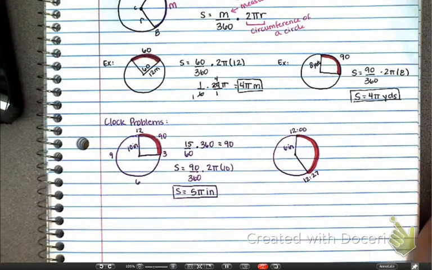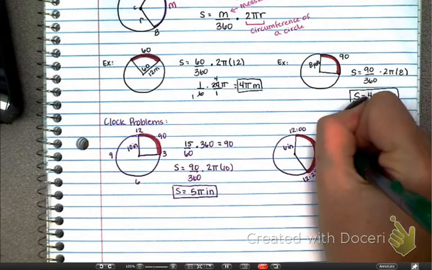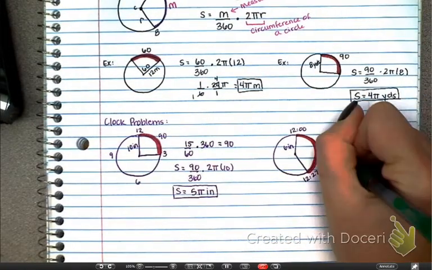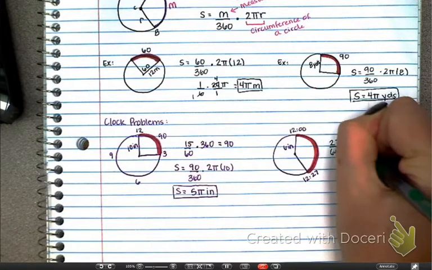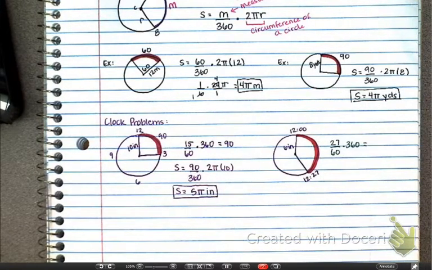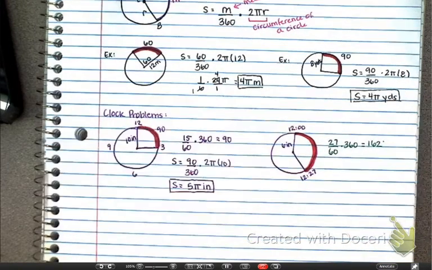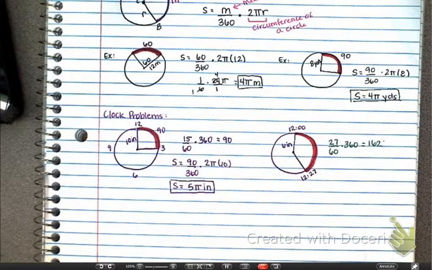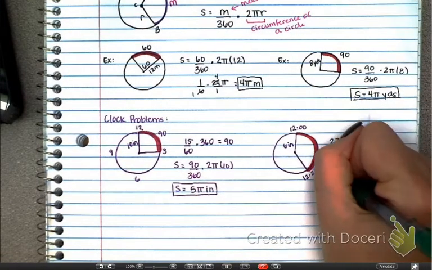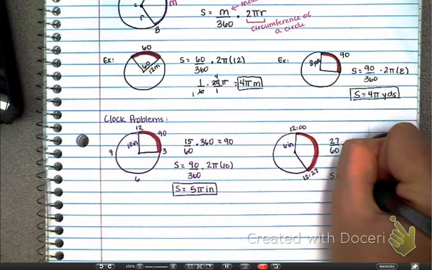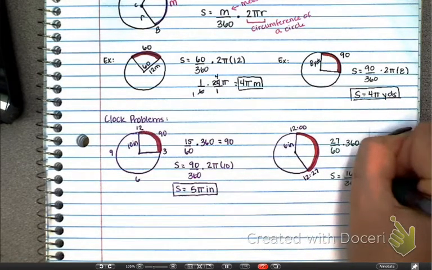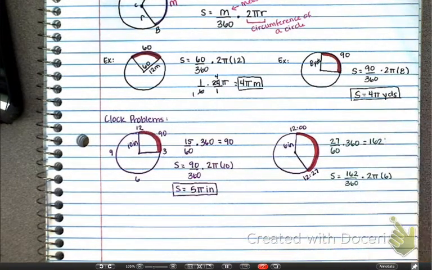Where did you start? What did you have to do first? Mackenzie? The minutes over the hour. Okay, so how many minutes are there total? 27. So 27 minutes over 60 times 360. And what did you get there? Okay, that's the first part. Then we take 162 and we plug it in. So S equals 162 over 360 times 2 times pi times R.